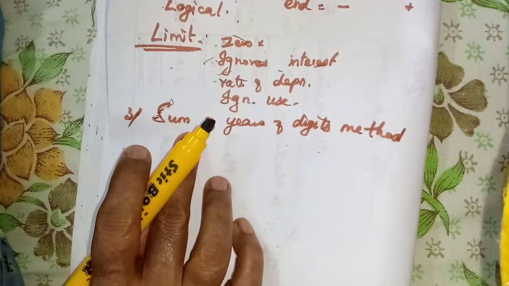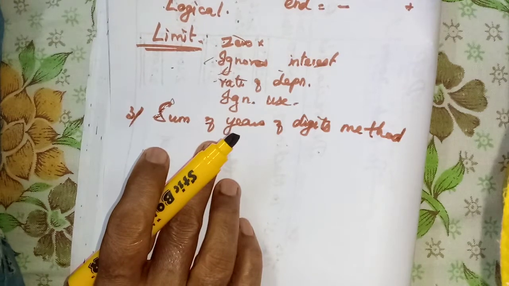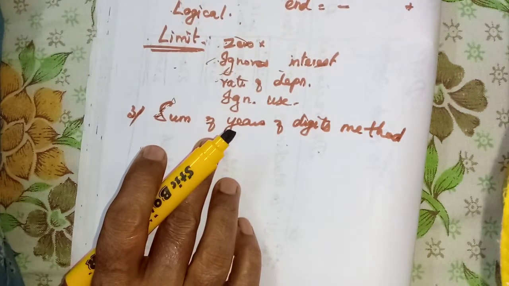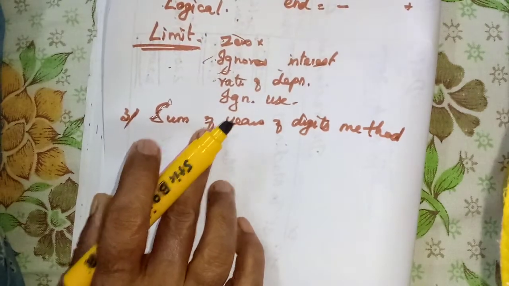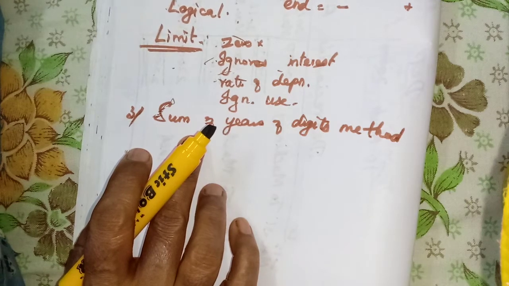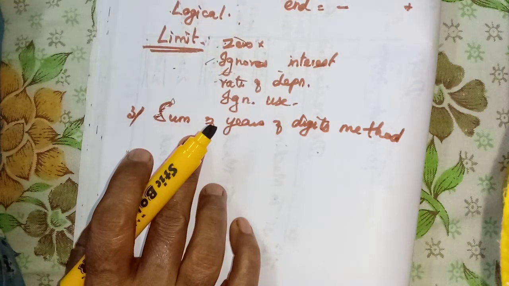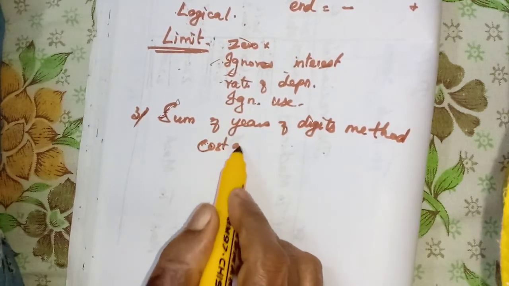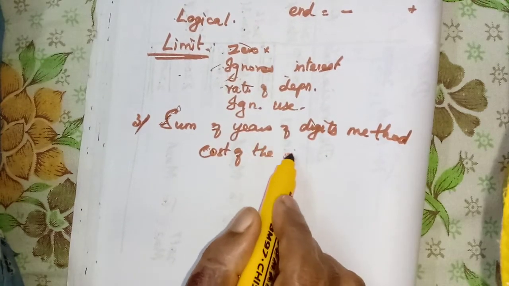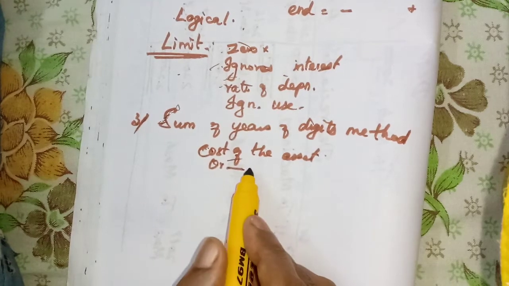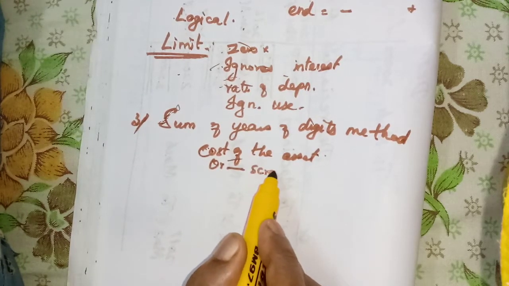Here this method, sum of years of digits method, is also somewhat like diminishing balance method only. Okay, because the amount will get reduced only. Here is how they calculate the amount of depreciation. They will multiply the cost of the asset. That means cost of the asset means what? Original cost minus scrap value, isn't it?